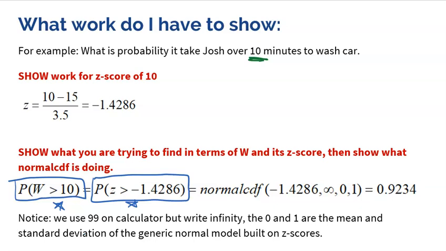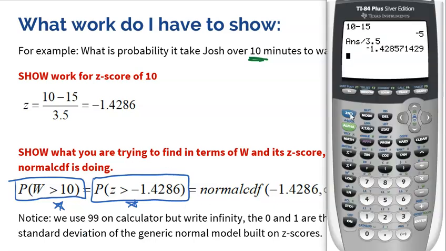Then what you're going to do is use your calculator to get the answer. So remember, on my calculator, I'm going to go to normal CDF. Now I'm looking from the z-score of negative 1.4286 as my lower. And my upper value is going to be 99. That's really, really high, right? That's way more than, right? It's technically infinity, but I don't have an infinity button. And then again, always leave the mean as 0 and the standard deviation as 1, because that's the generic normal distribution. And then again, when you paste that, it brings it to your home screen.